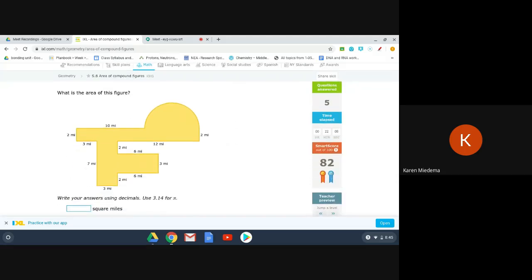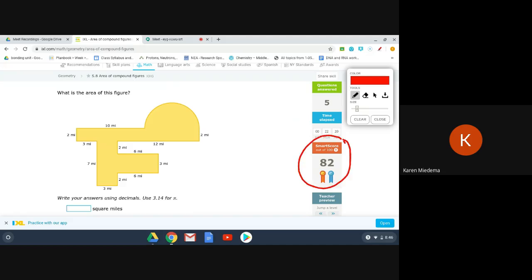Okay, so I'm going to stop there. For this assignment, I'm not going to have your SMART score be as high because some of these problems do take a long time. So for this assignment, your SMART score just has to be 75 or higher. Okay, you do not have to get to the 90 or higher. Okay, good luck.